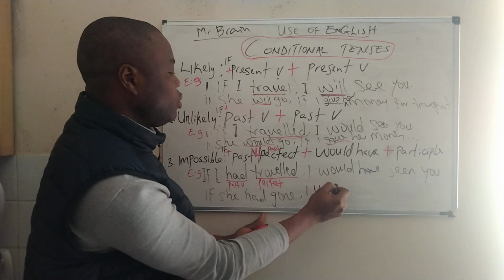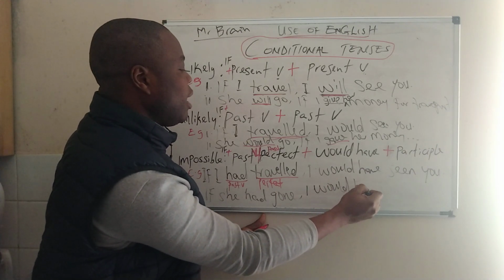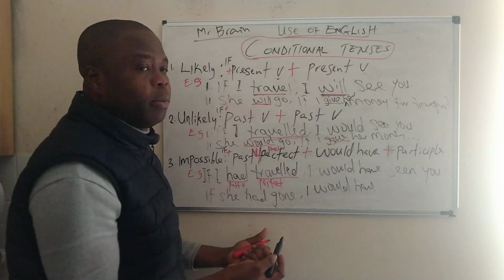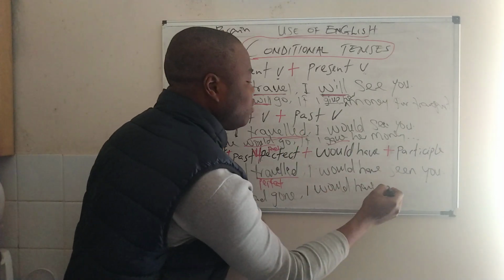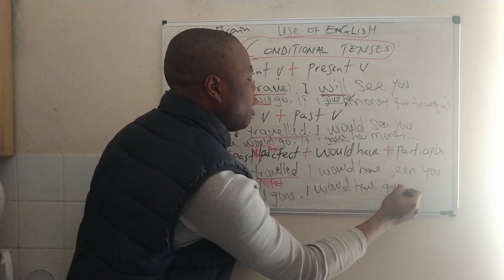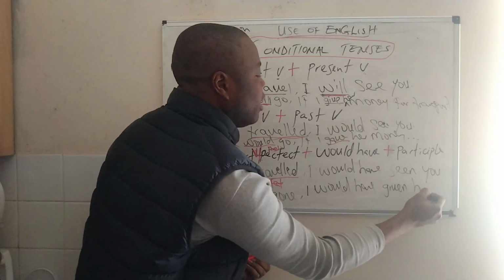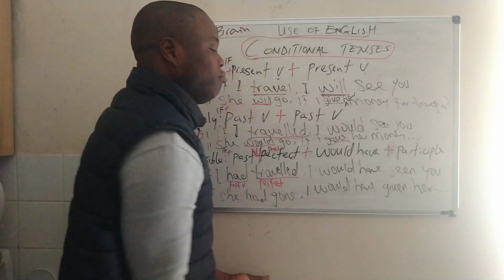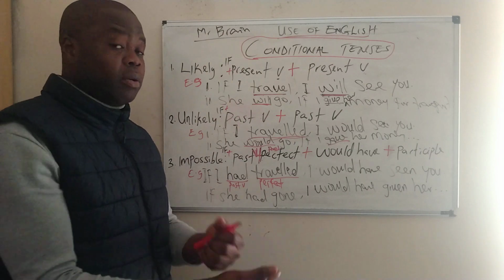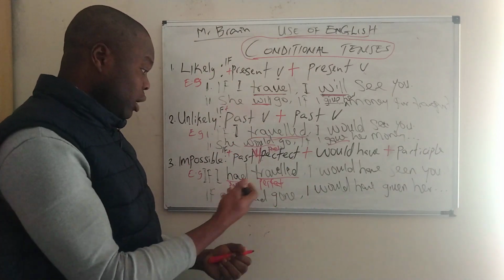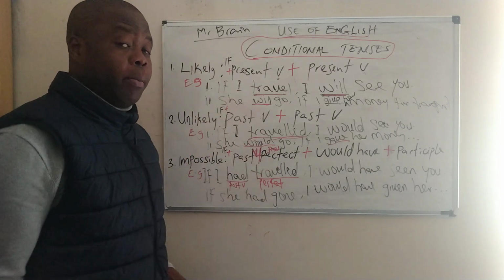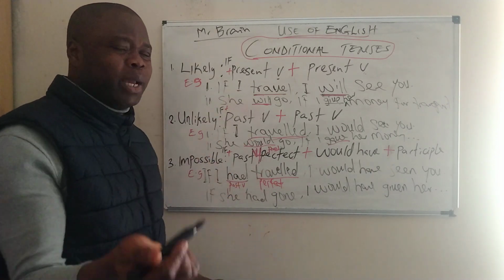I would have, the verb there, the participle of give is what? Given. I would have given her money. I would have given her transport fare. If she had gone, she did not go, and I didn't give her money. That is impossible. Let's now make it possible.